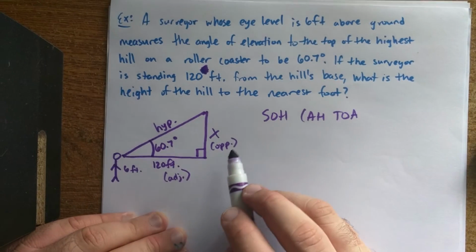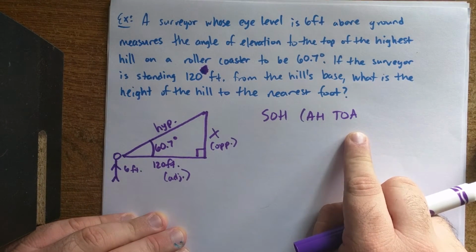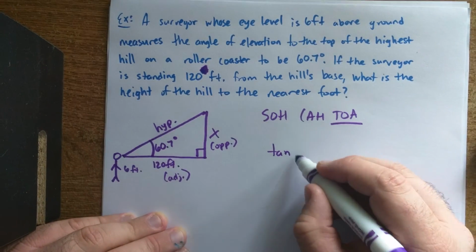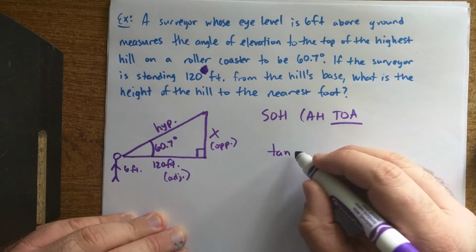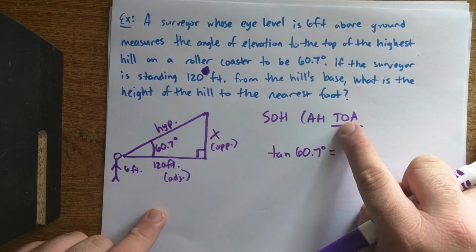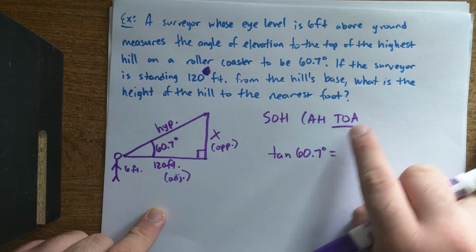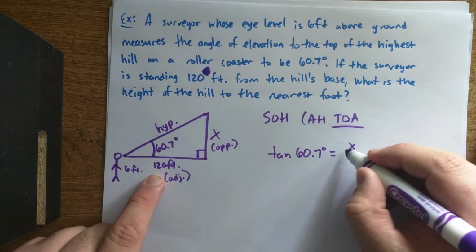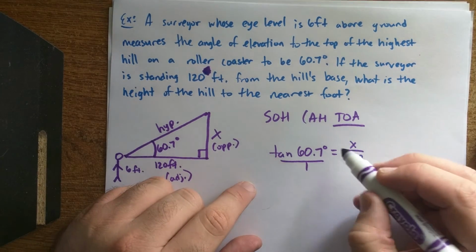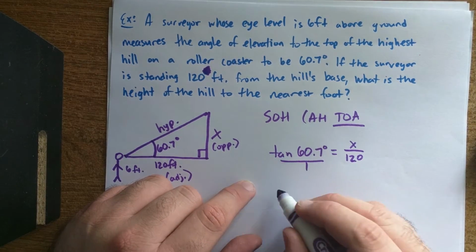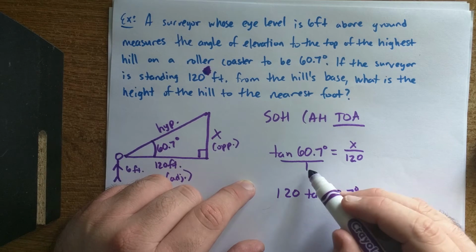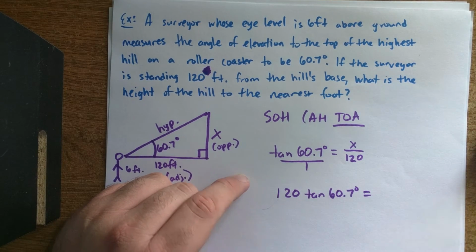So if you have opposite and adjacent, which of these would you use? This one, tangent. So we're going to have tangent of theta, but actually we know what theta is in this problem. So it's really tangent of 60.7 degrees equals, TOA, opposite over adjacent, so x over 120. Let's put this over 1 and cross multiply. On this side we have 120 times tangent of 60.7 degrees, and 1 times x is just x.